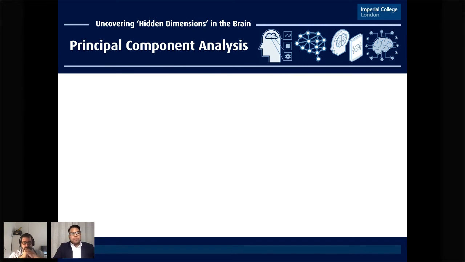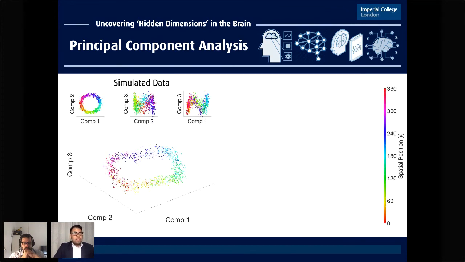So for principal component analysis, our goal is to identify an ordered set of K orthogonal directions that captures the greatest variance in the original set of vectors. So we performed PCA on the simulated data and projected the transformed data onto the first three principal components. The data points are color-coded according to the spatial position of the mouse on the circular track. We can also observe that by considering only the first two components, as we can see in the upper left panel, we can fairly decode the spatial position of the mouse.